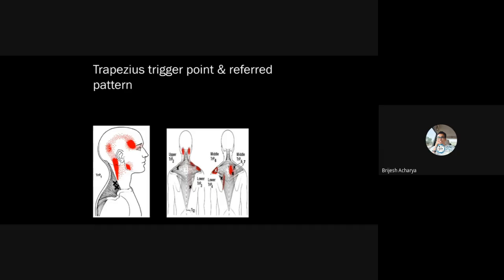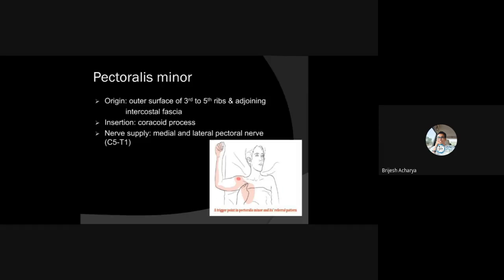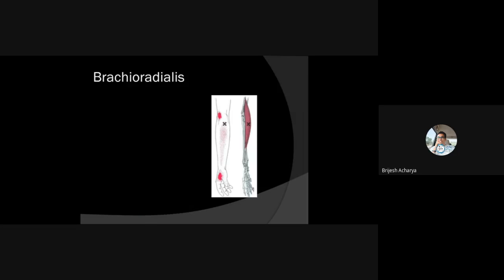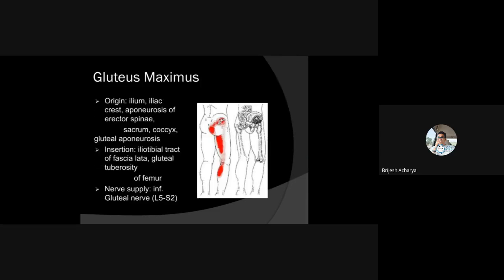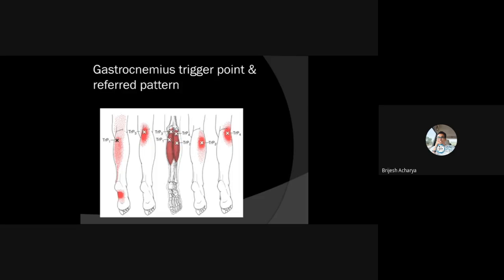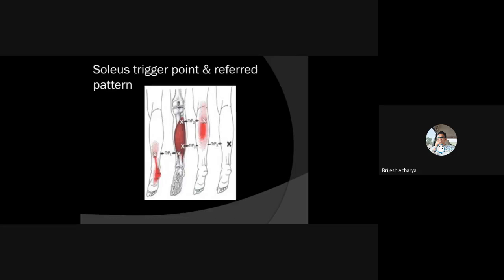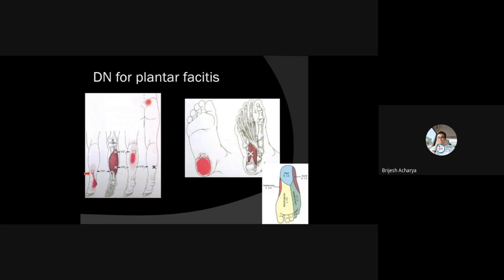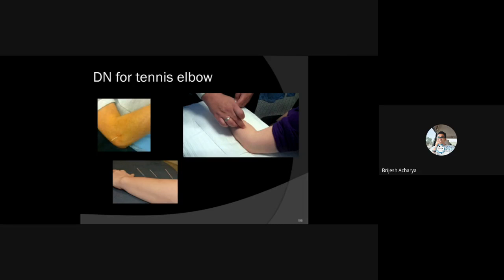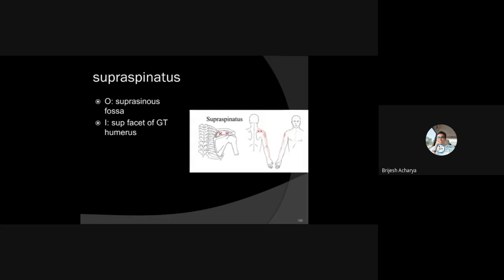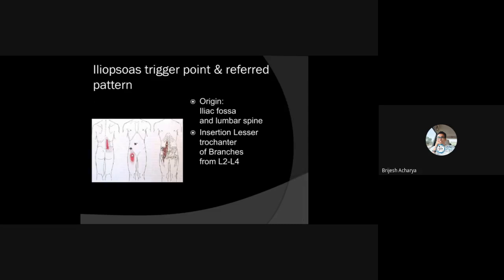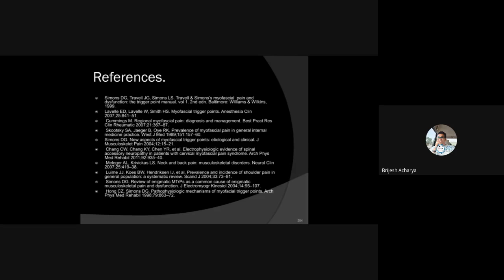Okay, and these are the trigger points you can see. This is trapezius, this is pectoralis minor, this is rhomboid, this is deltoid, this is coracobrachialis, this is brachioradialis. Then this one is frontalis, this is gluteus maximus, medius, piriformis. This is gastrocnemius, soleus, TFL, quadratus lumborum. This is the dry needling for plantar fasciitis, and this is for tennis elbow. This is sternocleidomastoid, infraspinatus, supraspinatus, levator scapulae, adductor longus, vastus medialis, iliopsoas. These are my references.